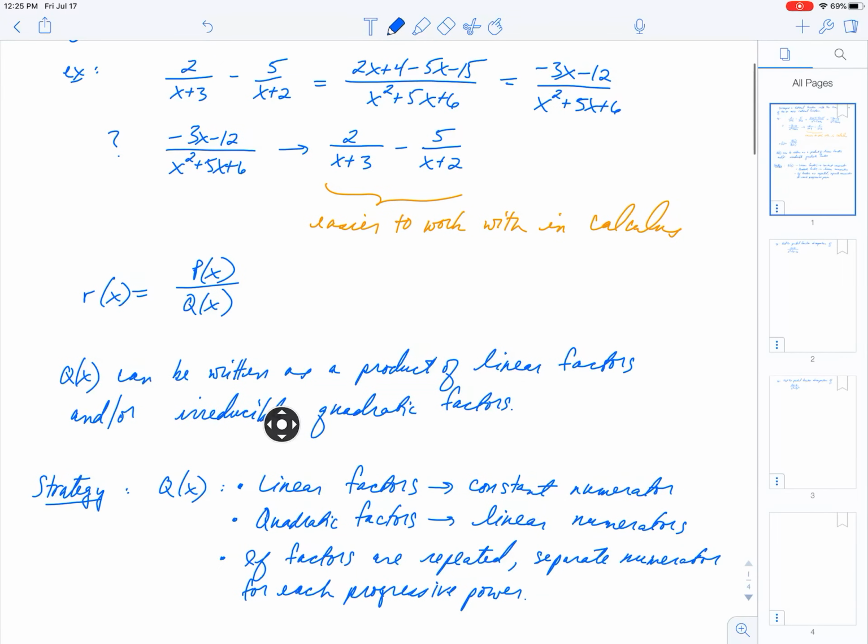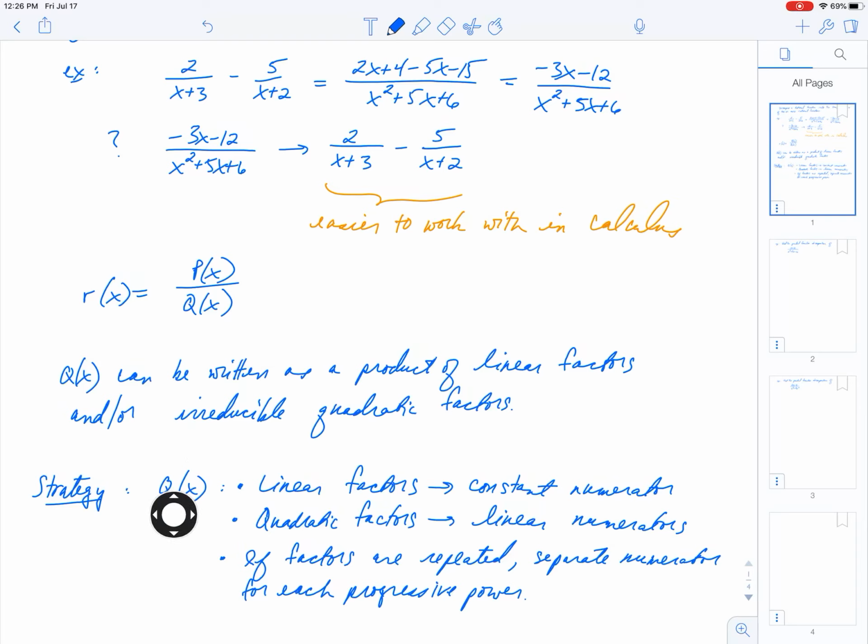And q, our polynomial with real coefficients, can be written as a product of linear factors and or irreducible quadratics. Linear factors are factors where the largest degree is x raised to the first power. Irreducible quadratics are quadratics that can't be factored further without complex numbers, like x squared plus 4. So we can take q and break it down into linear and irreducible quadratics.